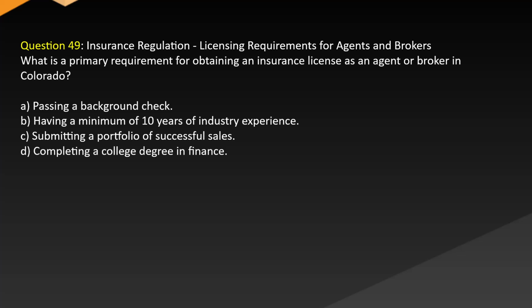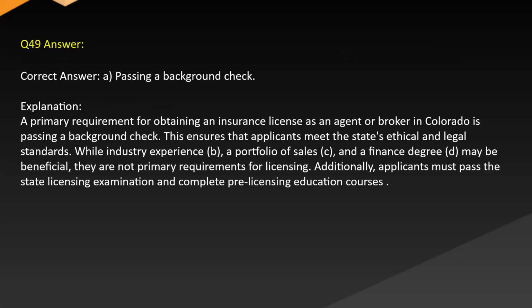Question 49. Insurance regulation. Licensing requirements for agents and brokers. What is a primary requirement for obtaining an insurance license as an agent or broker in Colorado? A. Passing a background check. B. Having a minimum of 10 years of industry experience. C. Submitting a portfolio of successful sales. D. Completing a college degree in finance. Correct answer: A. Passing a background check.